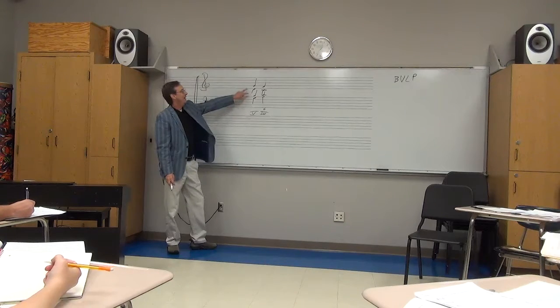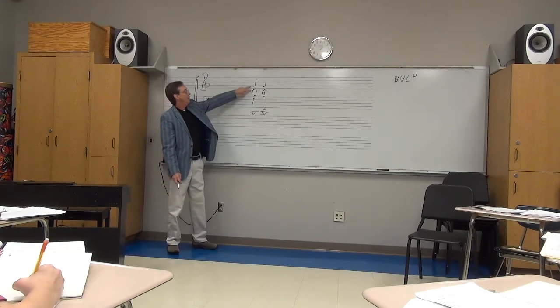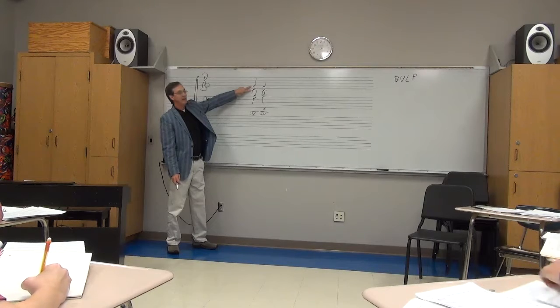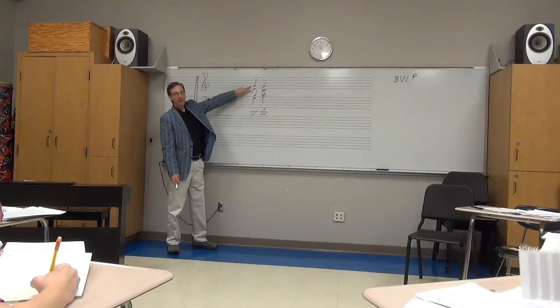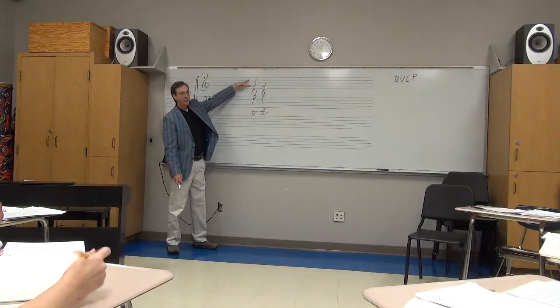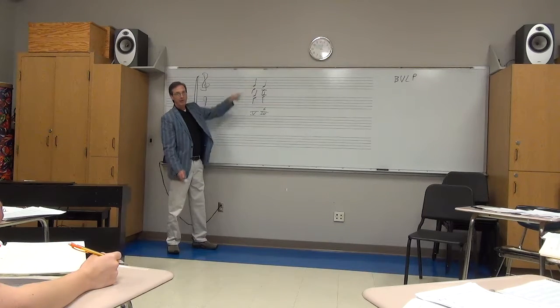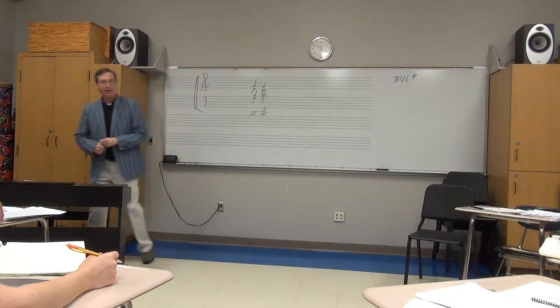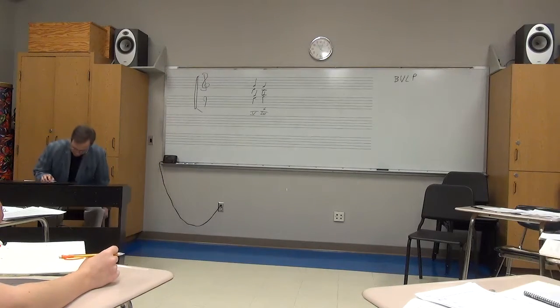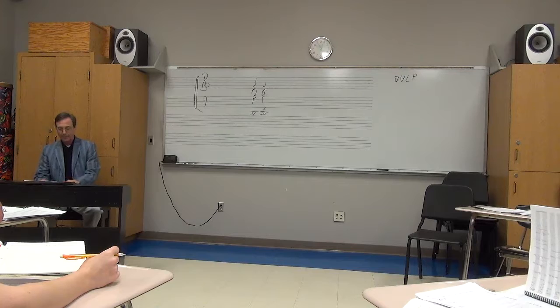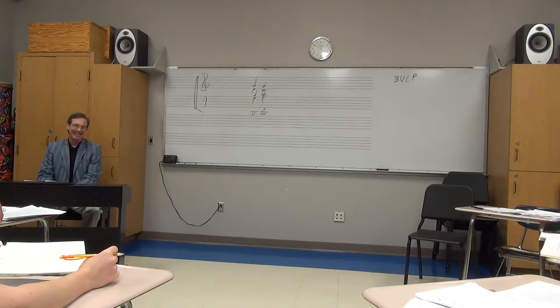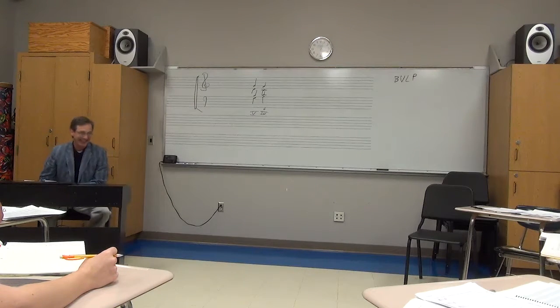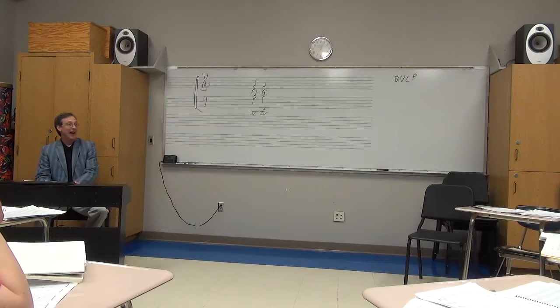If you do this incorrectly, what do you think could happen? Parallel fifths. If you have these voices reversed, you've got parallel fifths. So you can't just willy-nilly go to 4, 6. You have to do it correctly. Did that help? You have to do it right.